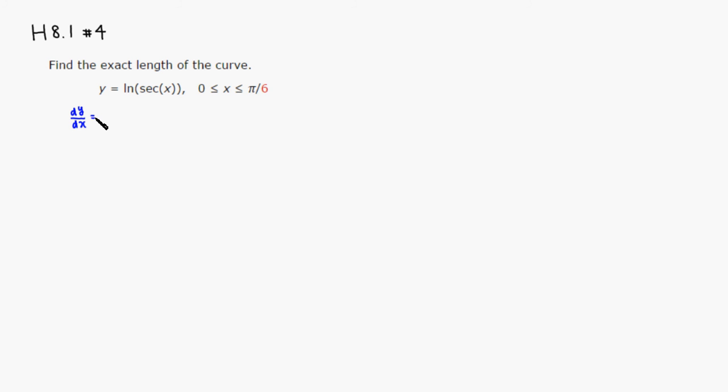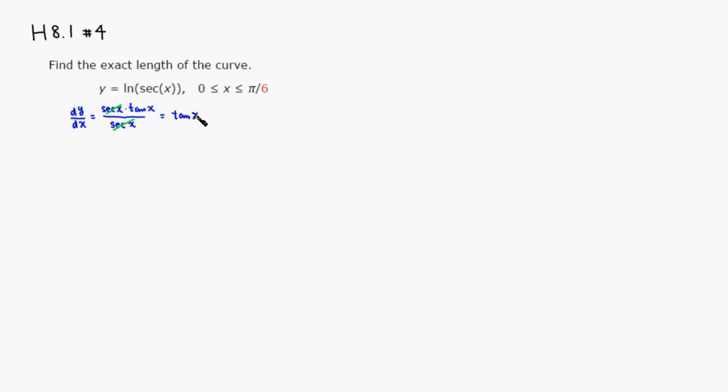which is equal to, all right, the derivative of natural log of secant of x is secant x on the bottom, and take the derivative of that and put it on top, so secant of x times tangent of x. Right? So we can cancel secant of x on top and the secant x on the bottom. So this is going to be tangent of x.